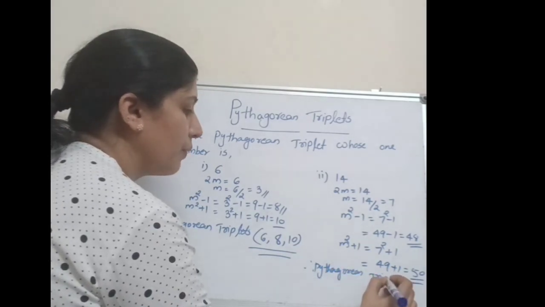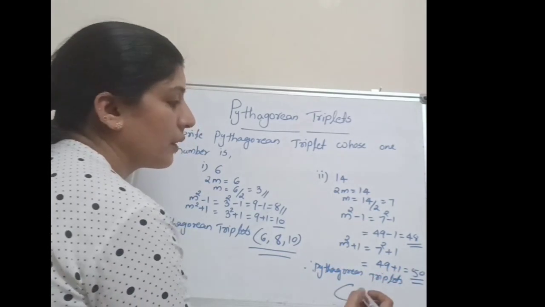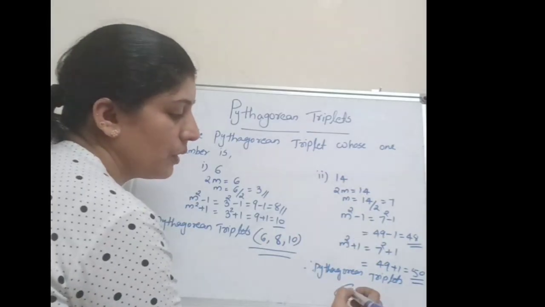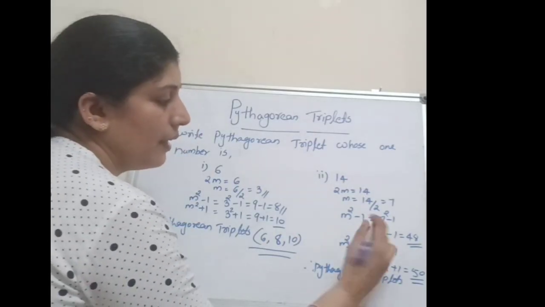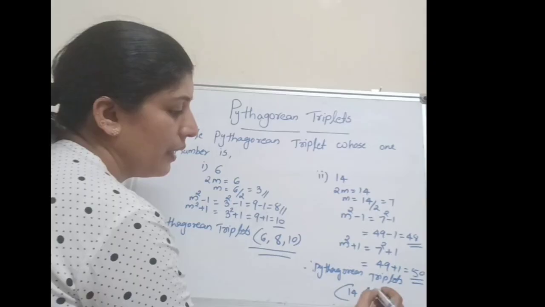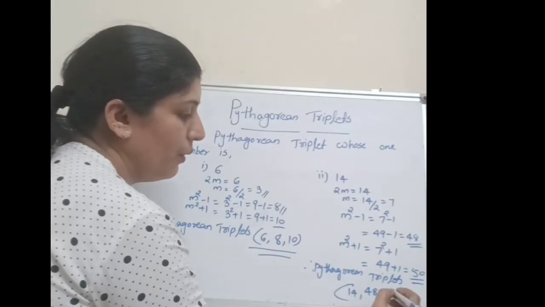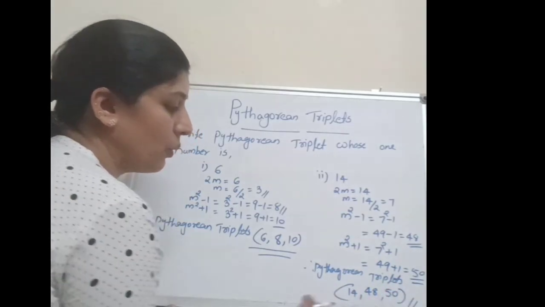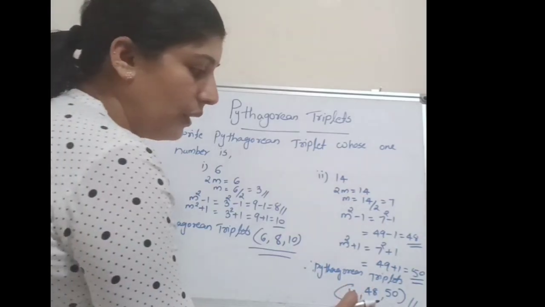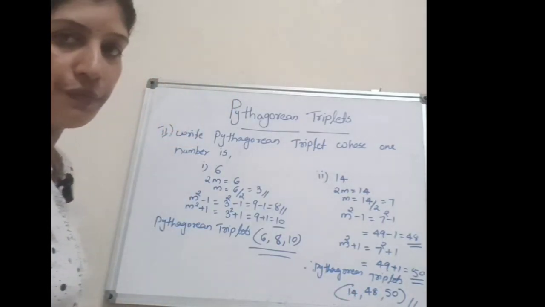Therefore, the Pythagorean triplets are of the form 2m, 2m is equal to 14, then m square minus 1 equal to 48, and m square plus 1 equal to 50. Therefore, the Pythagorean triplets are 14, 48, and 50.